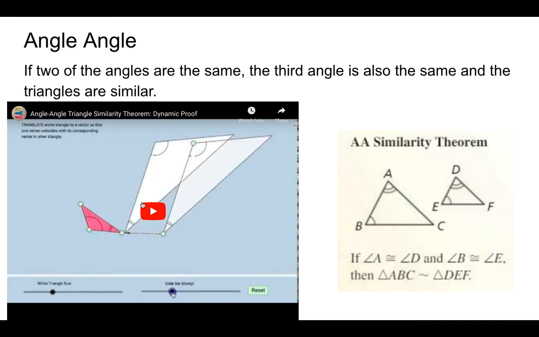This is just a neat little proof that I found on GeoGebra, so I'm just going to let that play and I'll speak over what they're doing here. But the only thing that you need to write down from this slide is that if two angles are the same, the triangles are similar.